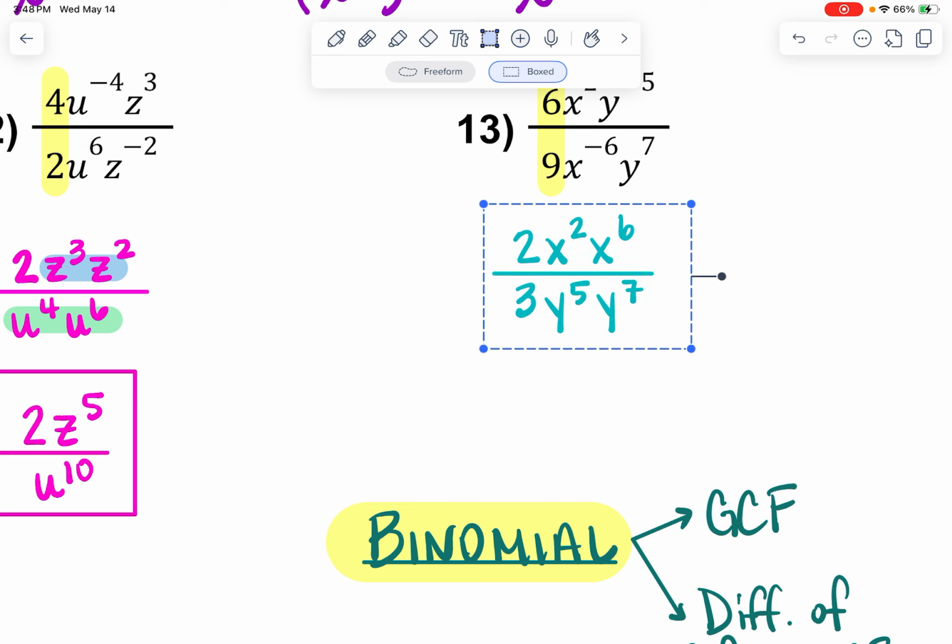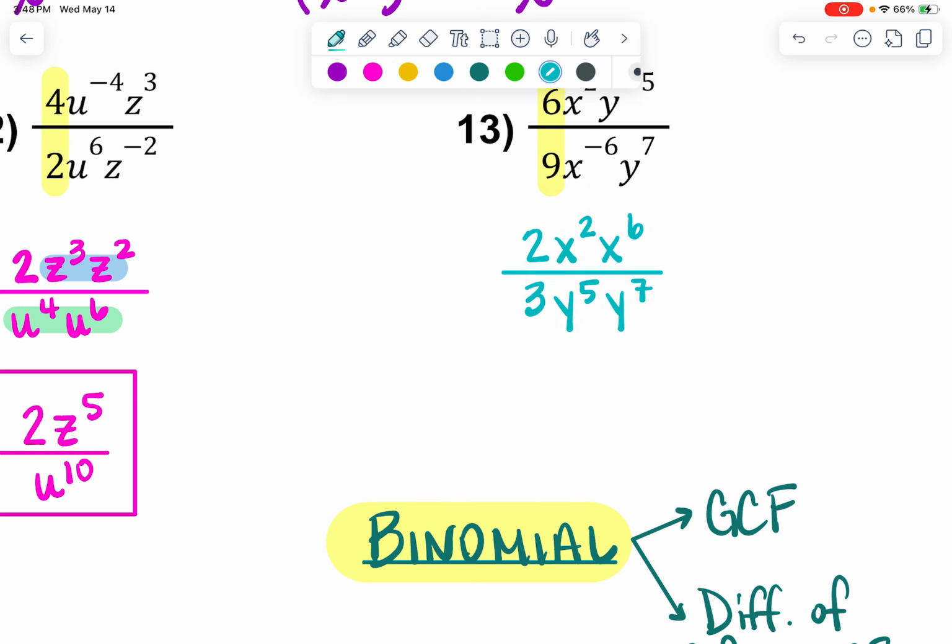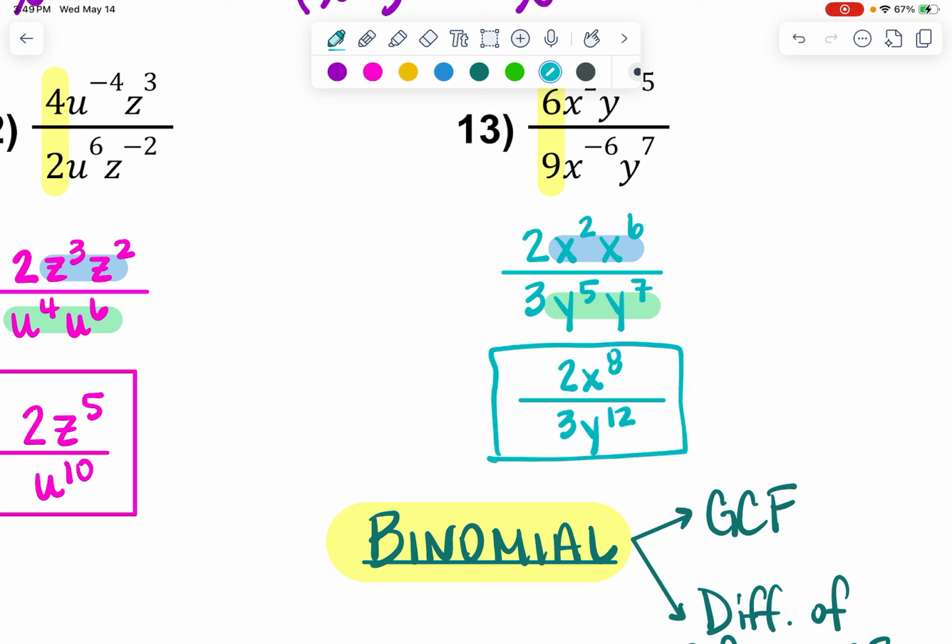And so we're close to being done. We just need to finish it off by merging those like bases together like we were just talking about earlier. So we need to get all the x's together and all the y's together. So I'm going to end up getting 2x to the 8th and then 3y to the 12th. And that's going to be our final answer. It's all reduced, all of our like bases have been merged together, and voila.